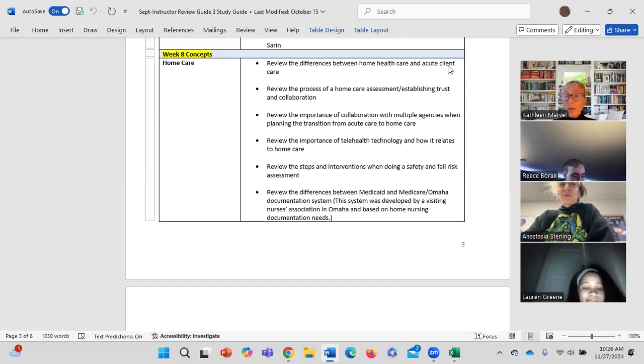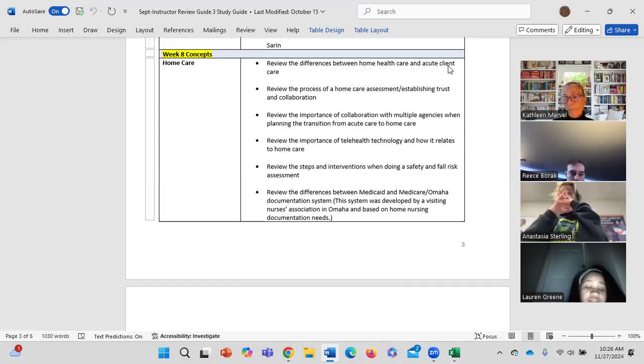Think of how much needs to be done. This is where case management comes in. We'll talk about case management in a minute, right? But why is collaboration with all these resources and agencies so important when you're planning transitions? Why is that important?